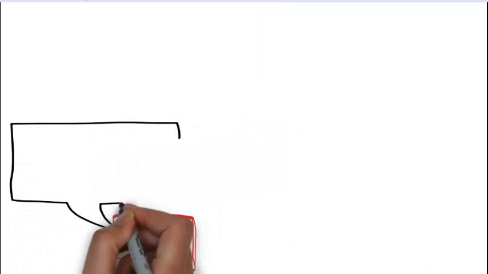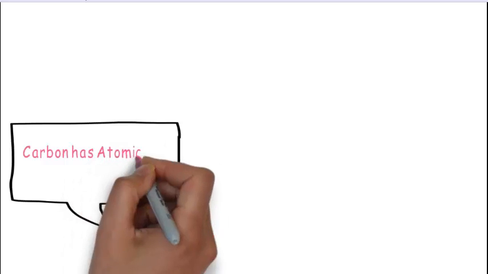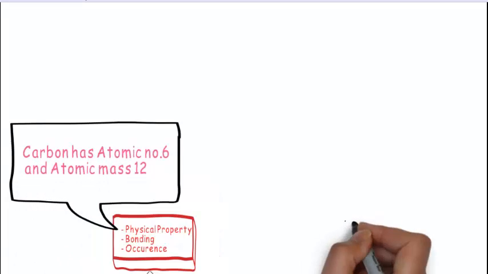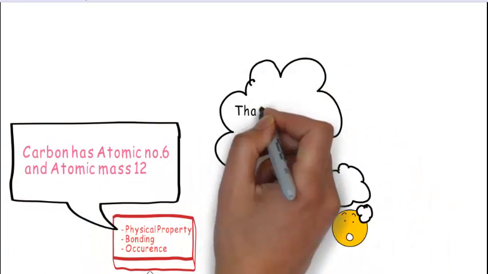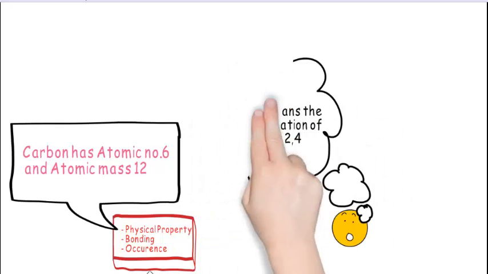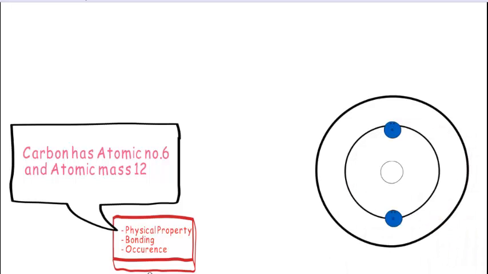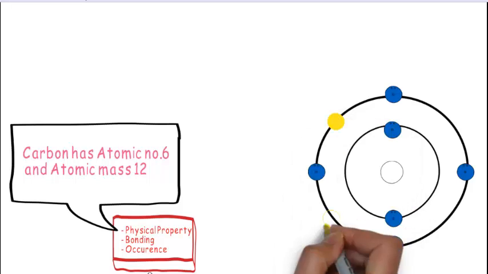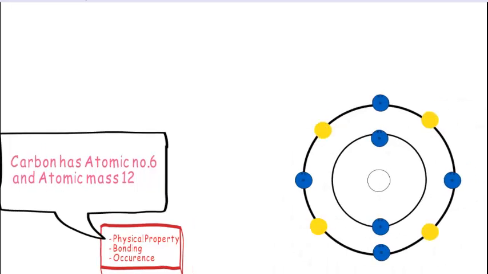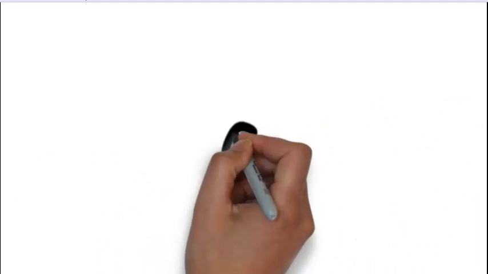4. Soaps and detergents. Carbon has atomic number 6 and atomic mass 12. This means that carbon has a configuration of 2,4. Hence, it has 2 electrons in the inner shell and 4 in the outermost. Therefore, it requires 4 more electrons to complete its octet.